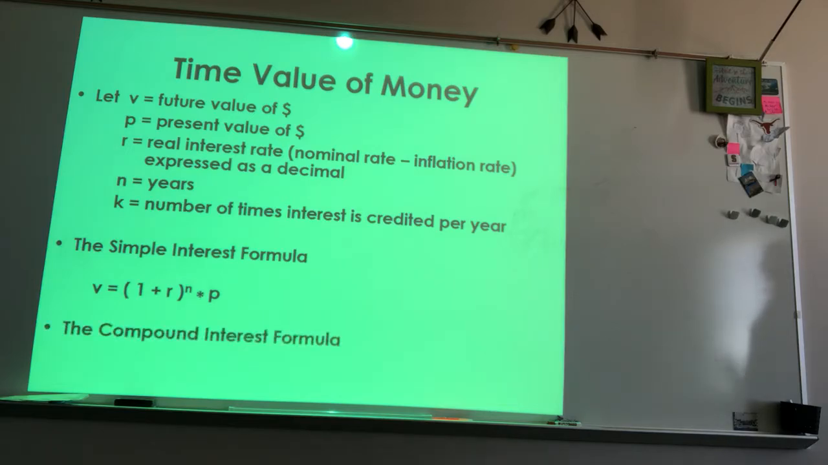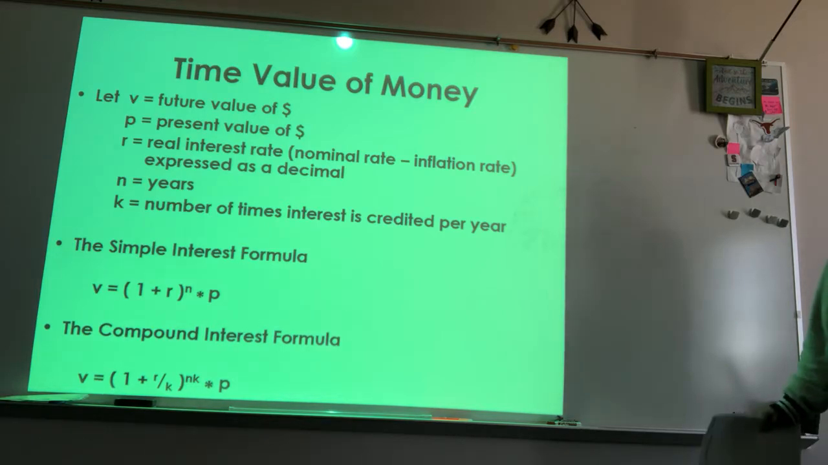The compounding interest formula, and this is what you'll use with credit cards, is B is equal to 1 plus R over K, parentheses, to the power NK, times P. Again, will you ever do this on the AP test? No, but AP says I have to teach it to you. I have to teach you the calculations, but really if you're ever tested, you have to understand the theory behind it, okay?